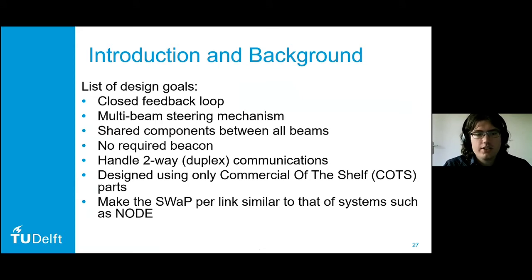There were a couple of design goals. I wanted a closed feedback loop for more accuracy and resilience. There are also multi-beam steering mechanisms, which we'll talk about in a bit. Shared components between beams in order to reduce the part count. No required beacon, also to reduce power consumption. And also be able to do multiple duplex communications. And design all of this with commercial off-the-shelf components to ensure it is both economical as well as reliable. It would not necessarily require huge advancements in technology to achieve multi-beam communication.